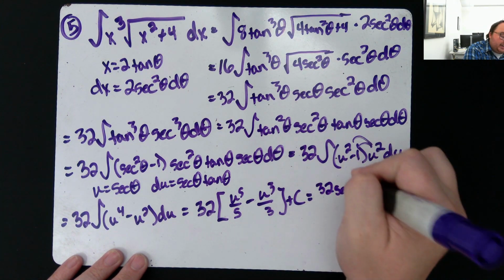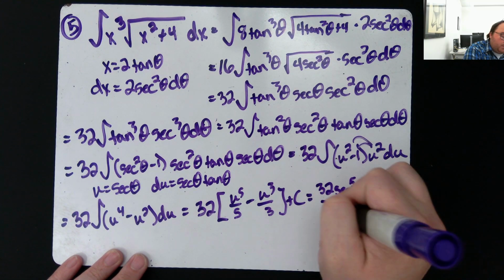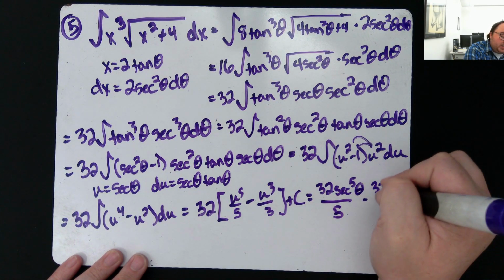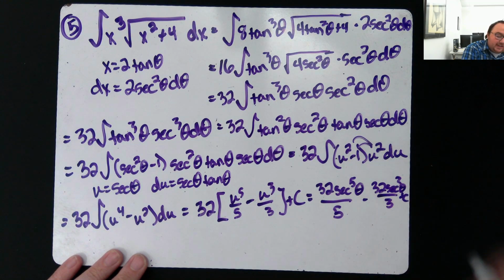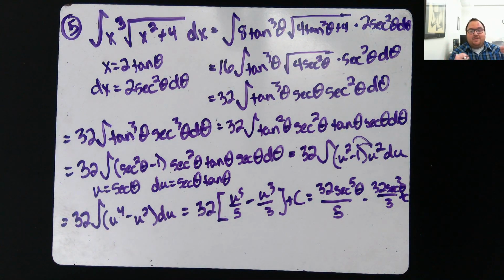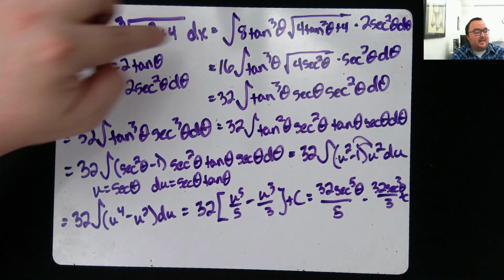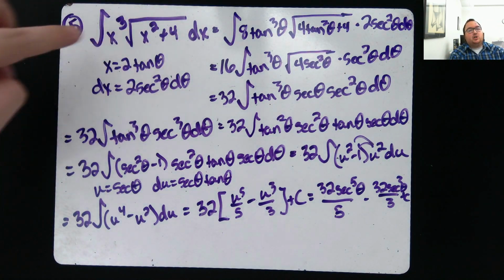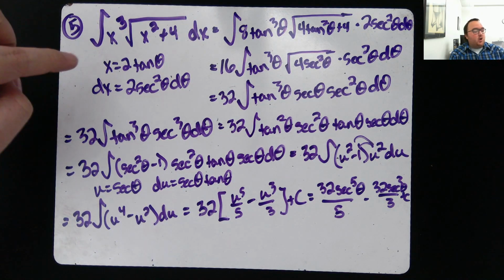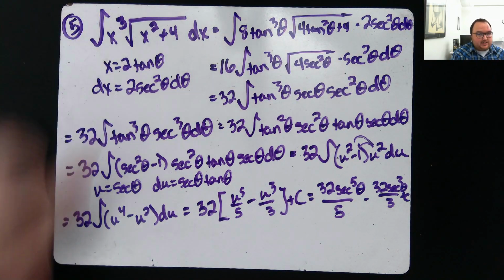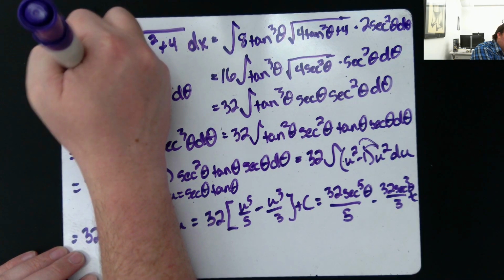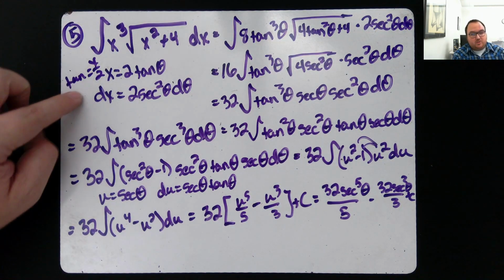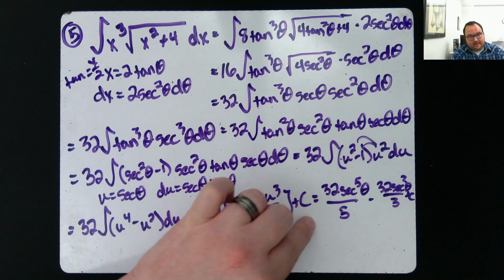32 secant to the 5th theta over 5 minus 32 secant to the 3rd theta over 3 plus c. But I still can't stop there because I started with dx, which means I need it in terms of an x. I know x is equal to 2 tangent, which means tangent is equal to x over 2. So I need to use that and figure out what secant is.